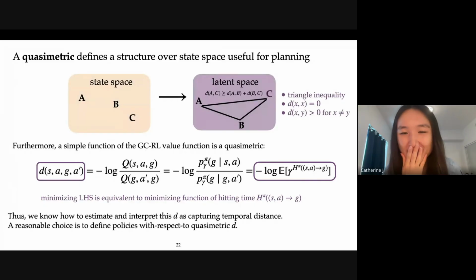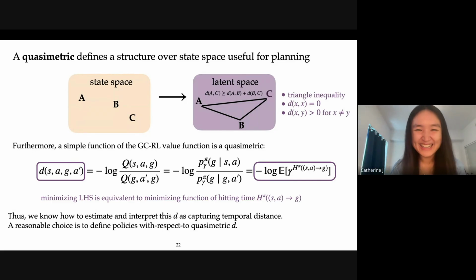Oh, yes. I'm so sorry about that. Yeah, the triangle inequality is in the wrong direction. AB plus BC should be greater than or equal to AC. Sorry. Any other questions?